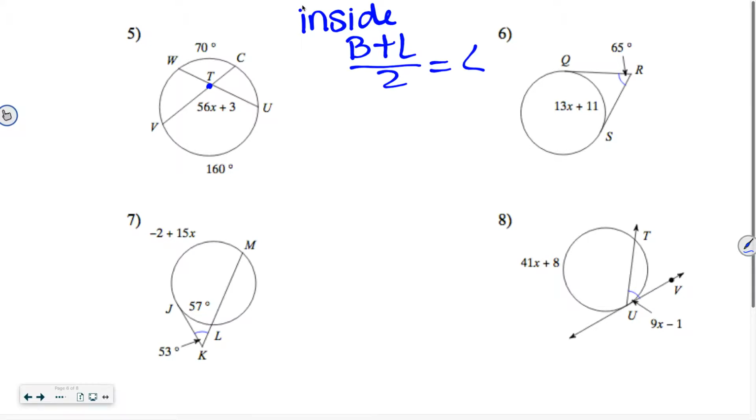All right, so for this one, here is my angle. That's the angle T. This is my big arc. This is my little arc.